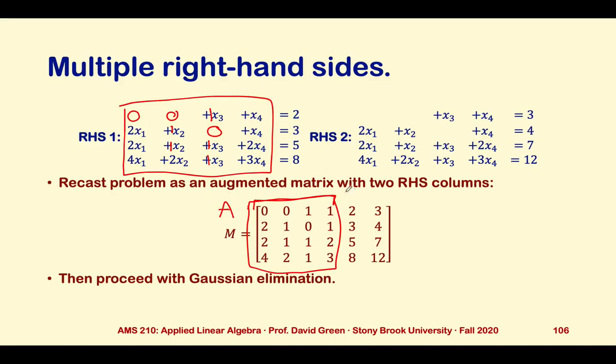In a normal problem, we'd only have one column. Here we have two different right-hand sides. So we fill in one column with the first right-hand side, 2, 3, 5, 8. Call this B1. And then the last column, 3, 4, 7, 12, is our second right-hand side, our B2. Then proceed with Gaussian elimination.